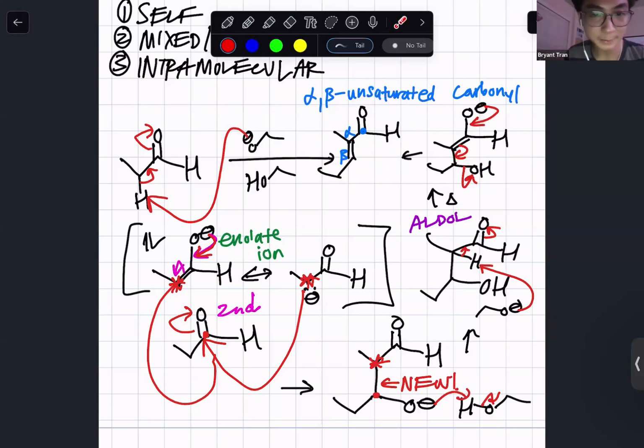Any questions on this mechanism before I show you guys the shortcut on how to predict the product quickly? Layla Payton?